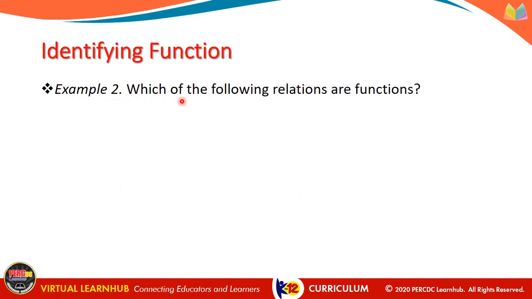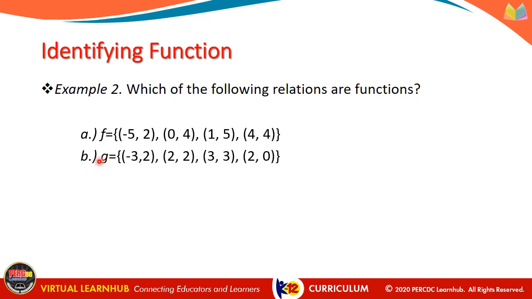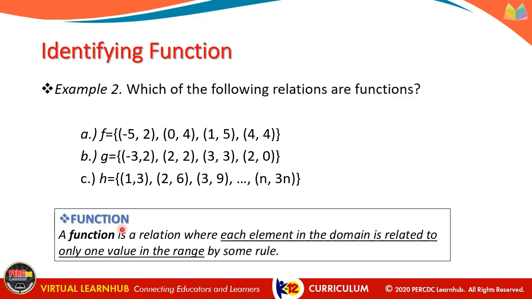Example number 2. Which of the following relations are functions? Letter A, f equals (-5, 2), (0, 4), (1, 5), (4, 4). Letter B, g equals (-3, 2), (2, 2), (3, 3), (2, 0). Letter C, h equals (1, 3), (2, 6), (3, 9), and so on until (n, 3n). For us to be able to determine which among these relations are functions, we should go back to the definition of a function. A function is a relation wherein each element in the domain is related to only one value in the range by some rule. Again, each element in the domain is related to only one value in the range.